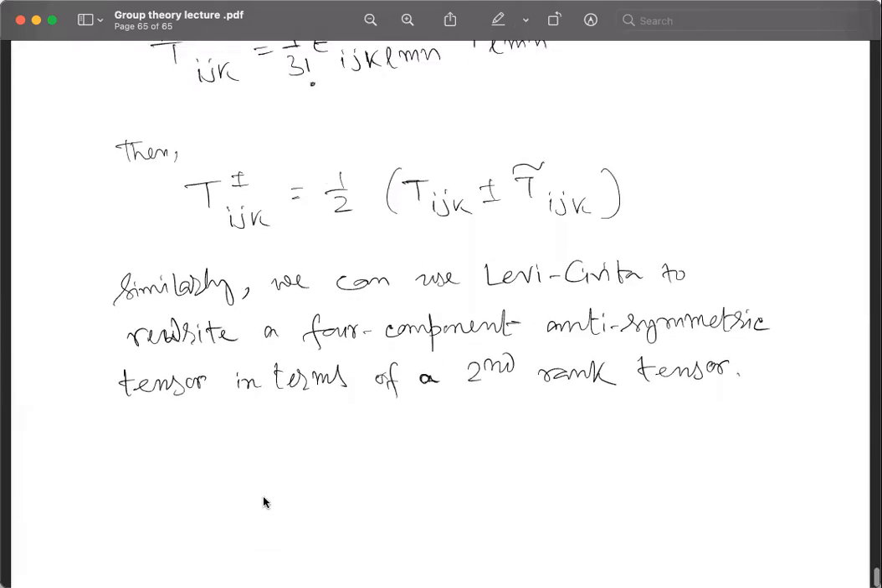Similarly, we can use Levi-Civita to rewrite a 4-component antisymmetric tensor in terms of a second rank tensor as well. And we can construct the different representations which are not directly connected with a specific rank tensor. Their particular combination we can construct.